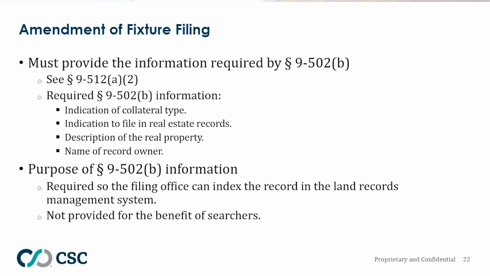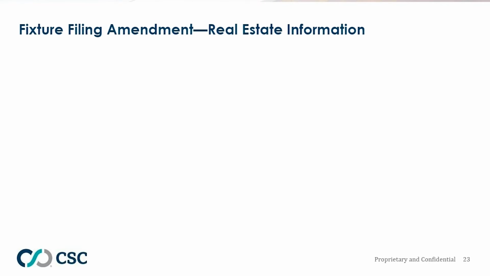Now, when it comes to amending this information, because it's not provided for the benefit of the searcher, the amendment forms were not really designed to provide this information. There's no action on an amendment form, for example, to amend the legal description or amend the record owner. So how does one go about that? Because the amendment forms really don't allow that very easily. They have to be kind of tweaked a little bit in order to do it.